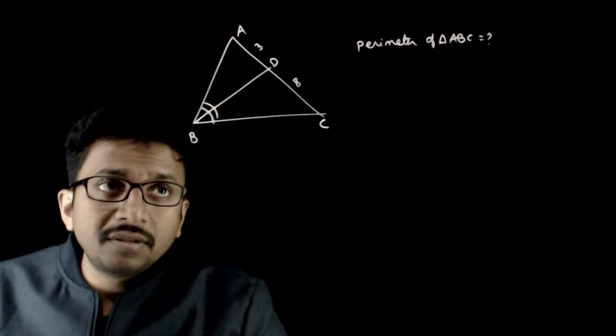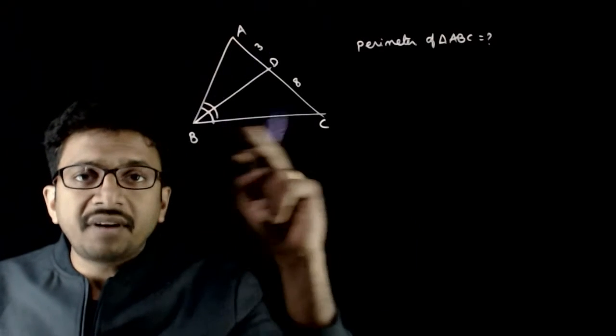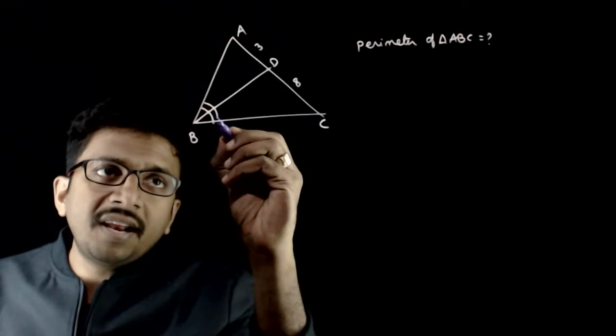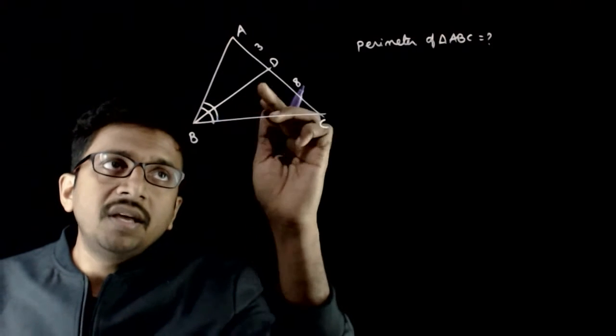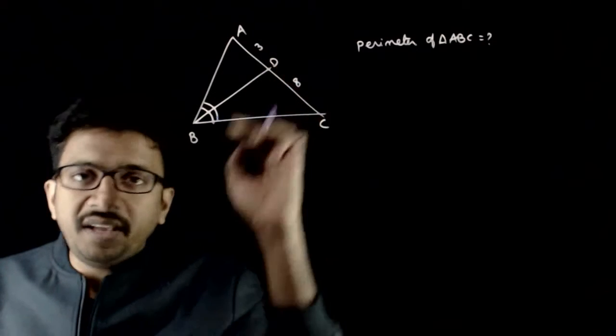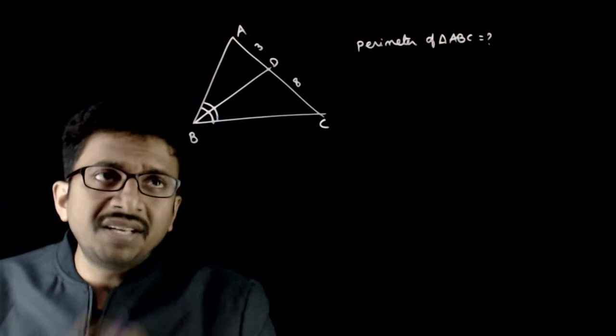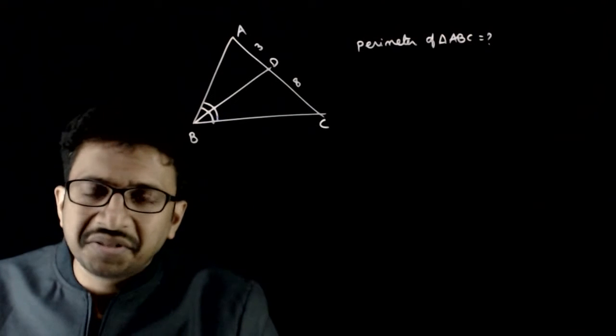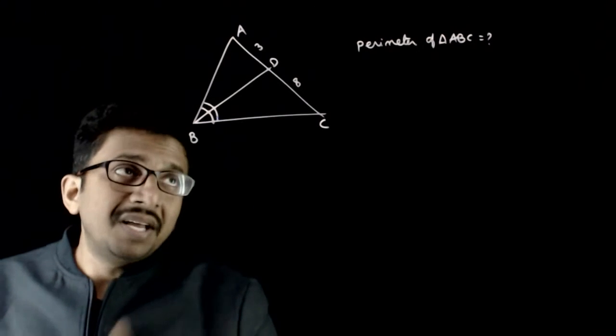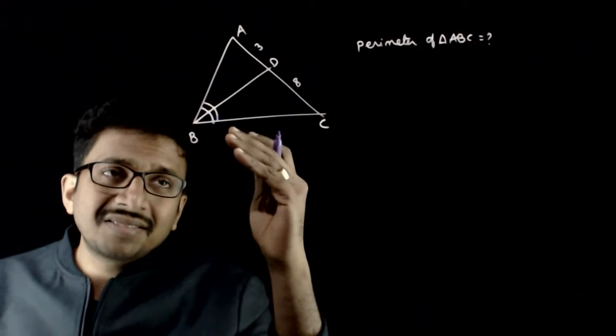So welcome students. In this question, you're given a triangle ABC, and the internal angle bisector of angle B meets AC at D such that AD is equal to 3 and DC is equal to 8. If that is so, what is the perimeter of this triangle? That's the question.